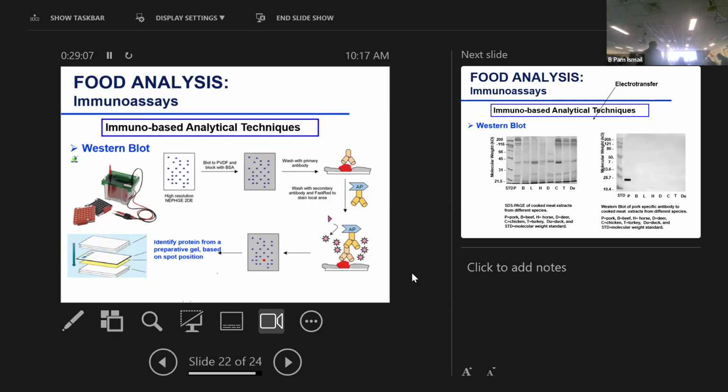Then you take that membrane and incubate it with specific antibodies, and then you put a labeled antibody. So this would be the primary and this would be the secondary antibody, and then you add a substrate. If you see a color, that means one of these proteins is reactive, and that's the antigen you're looking for. If you don't see any color, then there is no immunoreactive protein.